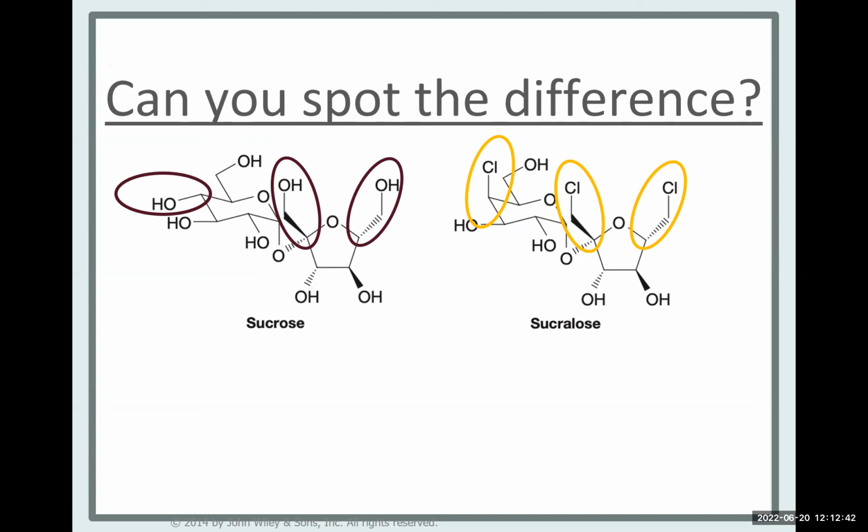So brutal. Okay, so one is sucrose, one is sucralose. The difference is that alcohols turn into chlorines. What about the stereochemistry? Are any of these circled places stereocenters? Yes. Which one is a stereocenter? The one on the left, the middle, or the right? The one on the left is a stereocenter. Why aren't these two stereocenters? They have 2 hydrogens on them. So there's only one stereocenter here.